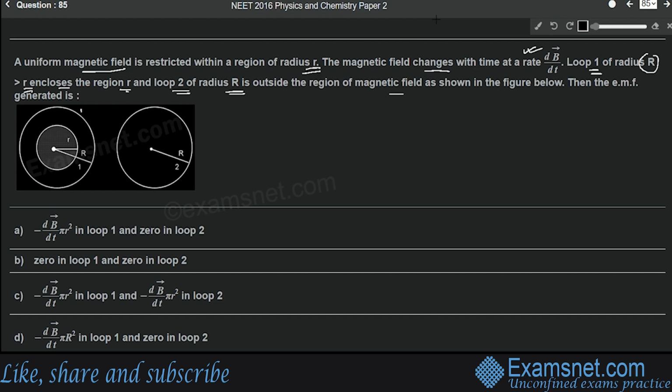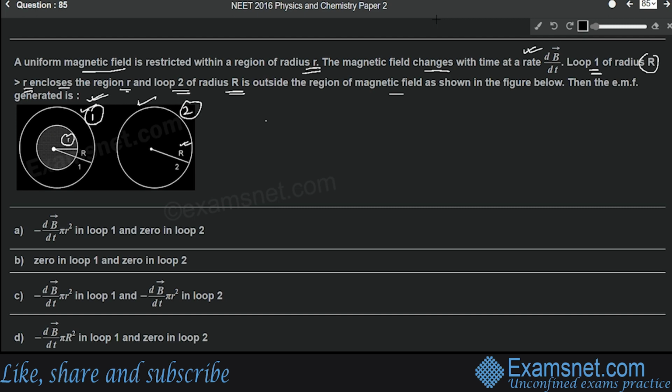So you can see we have two loops here, loop 1 and loop 2. This is the first loop, this is the second loop. Both the loops have radius capital R, but the region in which the magnetic field is present is located inside the loop 1, and that region has radius small r. So we have to check the EMF generated in each case.